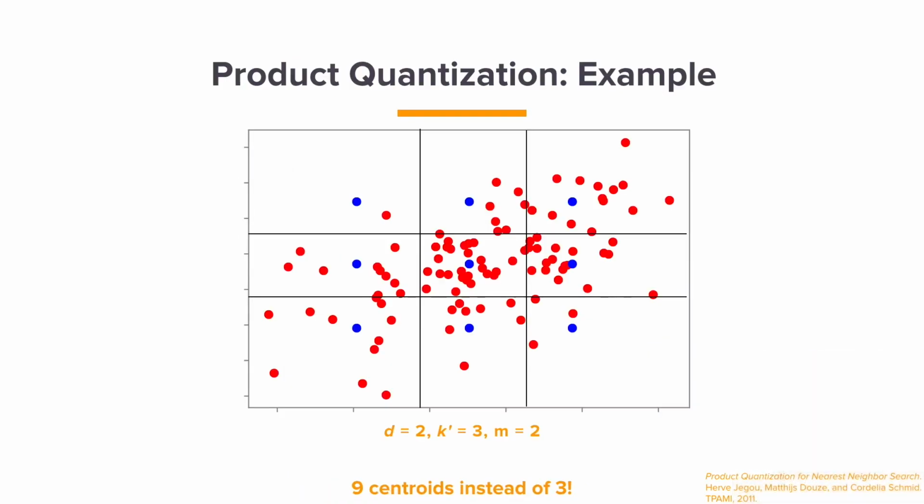So let's look at the... So we just pick k and we pick m. Here's a toy example. This is a data set where d is 2. K prime is 3. Each dimensionality is going to get 3. M is 2, which means I'm basically doing this on both axes. I get this interesting grid structure, right?